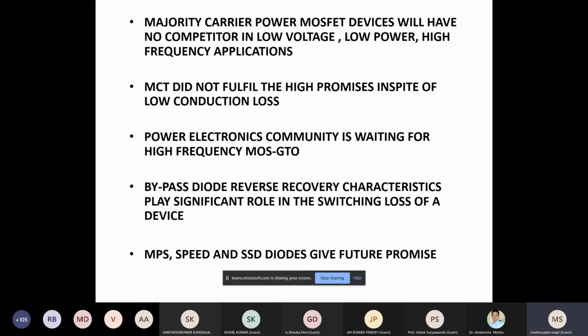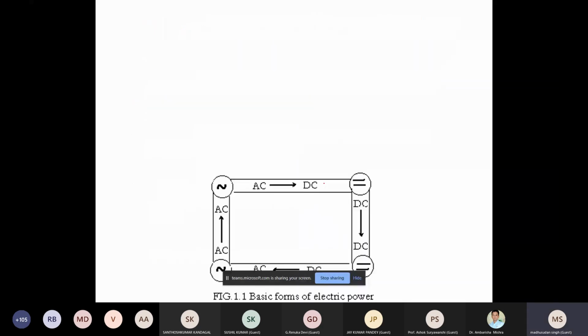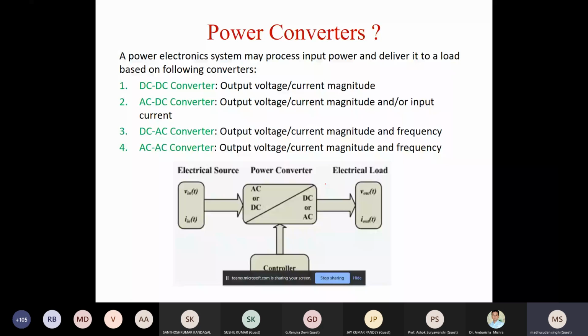Let me come to the other aspect of power electronics, that is power converters, right? Power converters, you can say, are basically a matrix of switches. Any converter is basically a combination of power electronic devices. So a set of PSD together connected in a certain manner create a converter. The converter has different roles.